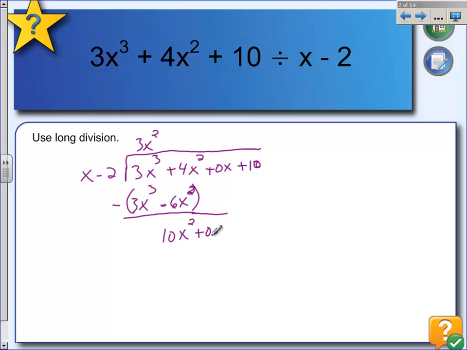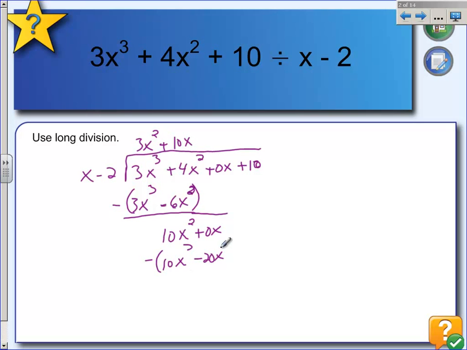So bring down our next term, and then we're going to ask ourselves, what is the missing factor to multiply together with x to get to 10x squared? And that answer is positive 10x. So when we multiply these through, I'm going to get 10x times x, which is 10x squared. And then 10x times negative 2 is negative 20x. And now you see why we needed that x term. If I didn't have that here in my dividend, I would have the 20x next to the 10, and it wouldn't line up. So that's why we wanted to go in descending order.